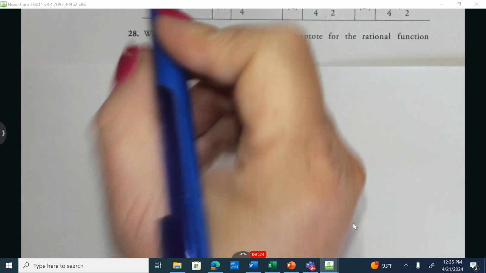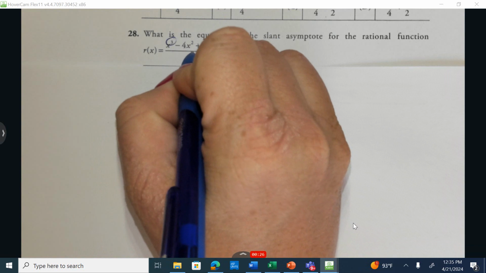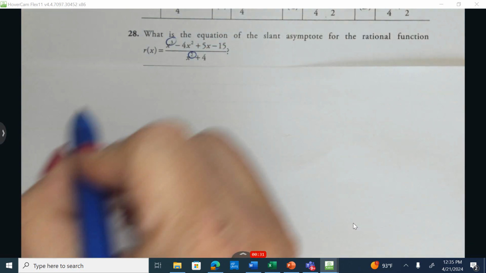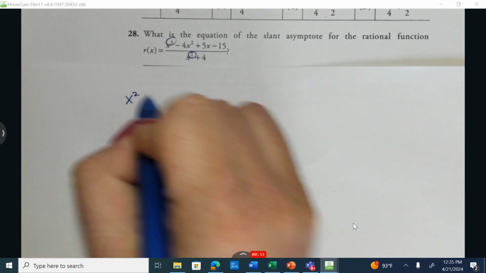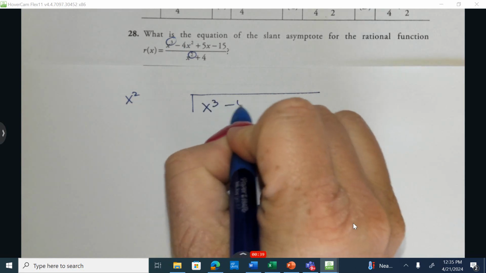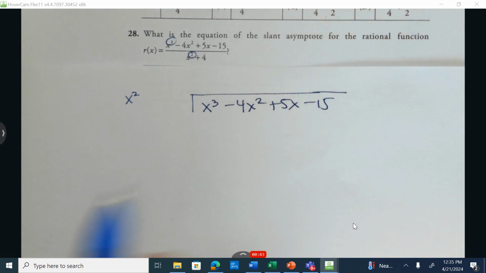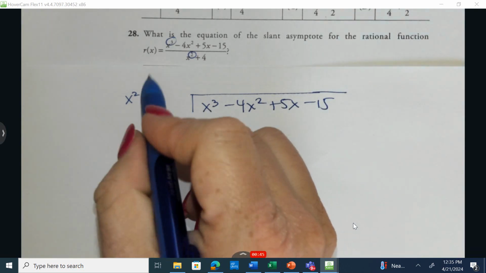Now, when the degree in the numerator is greater than the degree in the denominator, what happens then? Then we have a slant asymptote. And to figure that out, we need to use polynomial long division. So I need to make sure everything's accounted for. So to the third, to the second, to the first, and to the 0. Same thing, everything has to be accounted for out front.